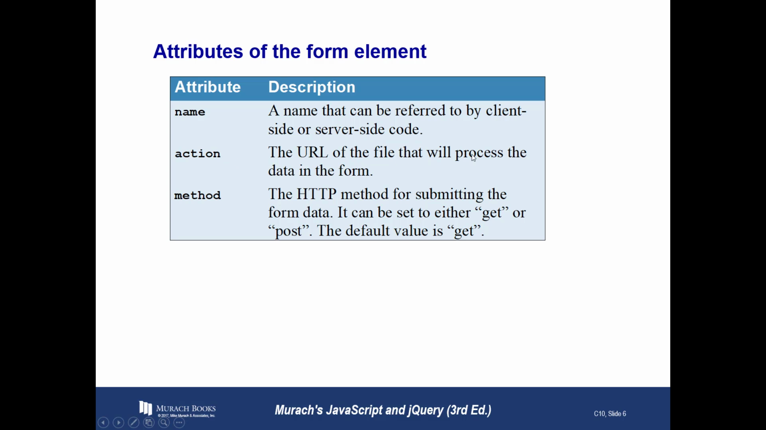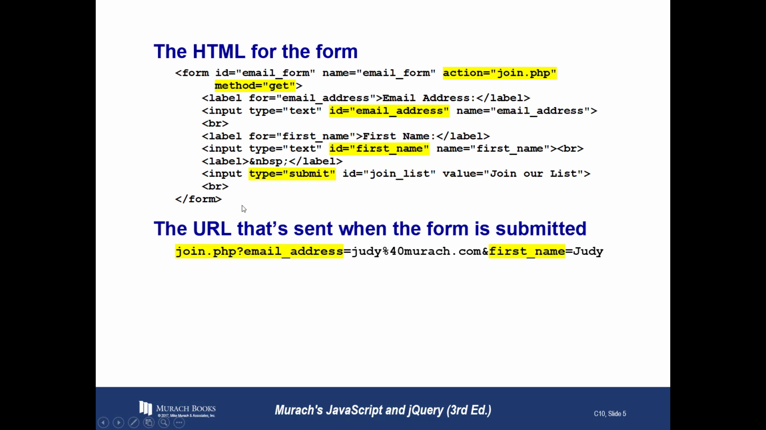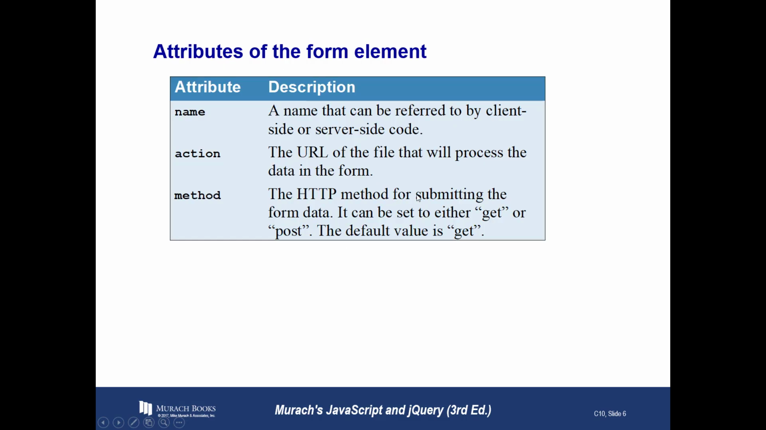The action is the name of the file. So there's the action right there. Somewhere in here where they have it. There we go. Action equals join.php. The method here is get. And you've got to look for the method. Get is the default.